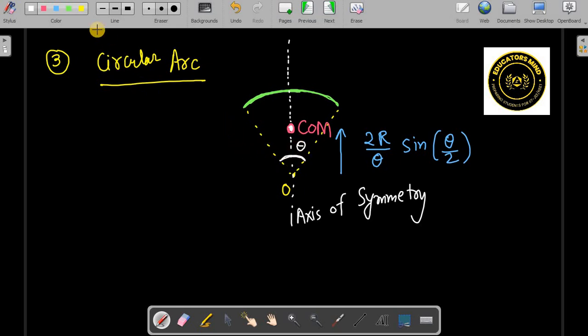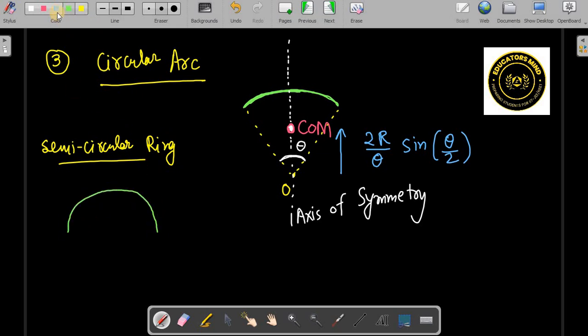Total angle. So now you can take a semicircular ring. If you take a semicircular ring, it will be like that. The angle now will be 180 degrees, right? This angle becomes 180 degrees. So in this case theta becomes 180 degrees.